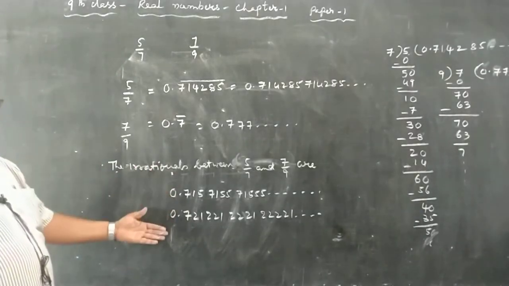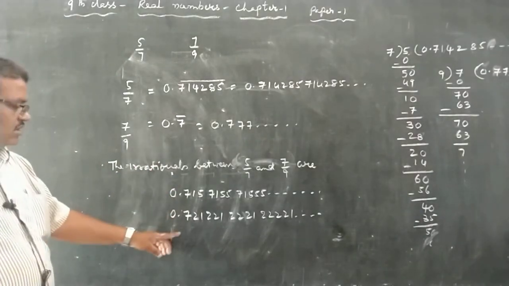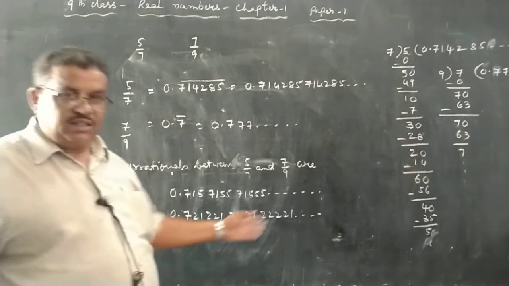In this way we can write as many as we want. 73, 733, 7333, in that way also we can write.